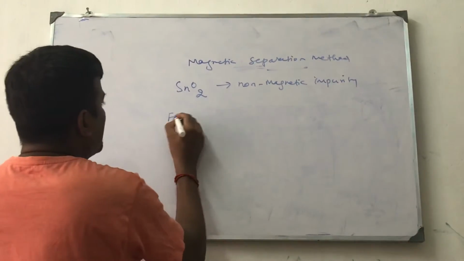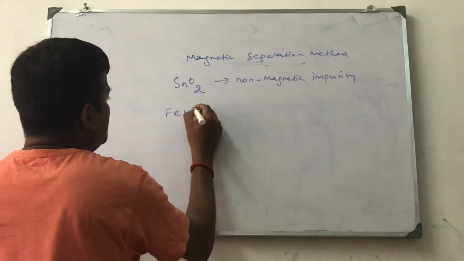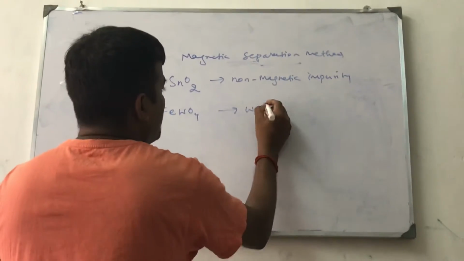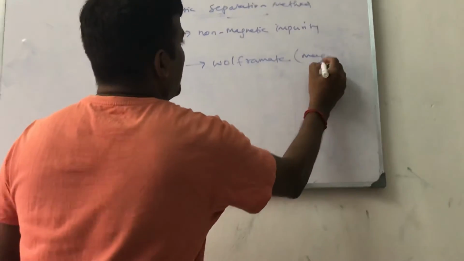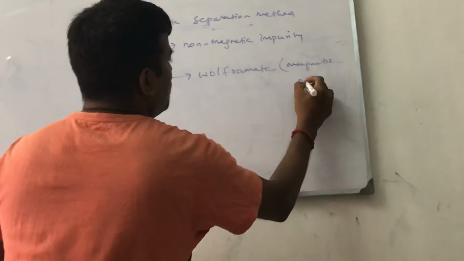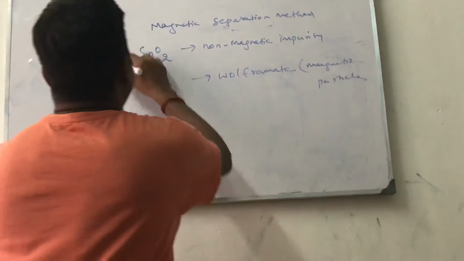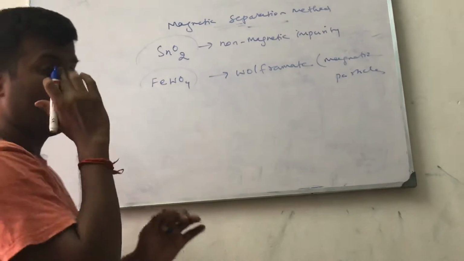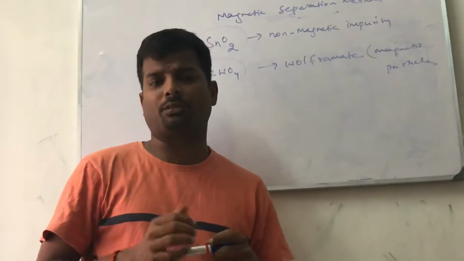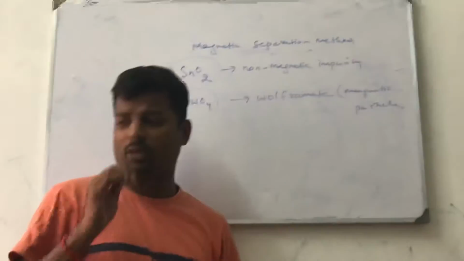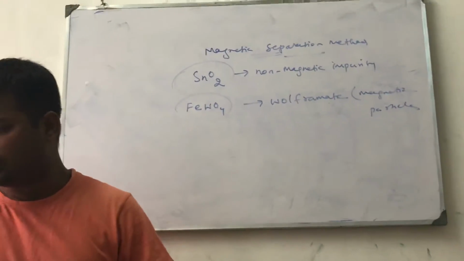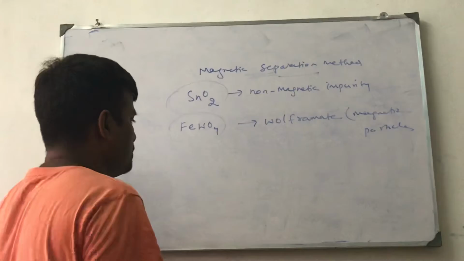And iron wolframate is a magnetic particle. So both are mixed together. Suppose this and this are mixed together. Tin is a non-magnetic substance, the iron is a magnetic substance. Both are mixed together. How can we separate these impurities? That we have to find with this method.